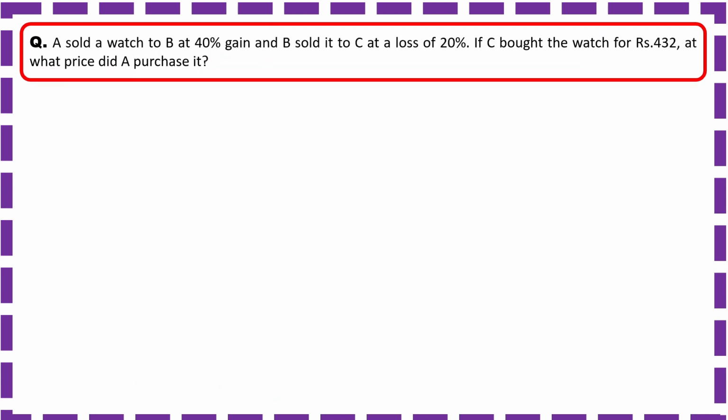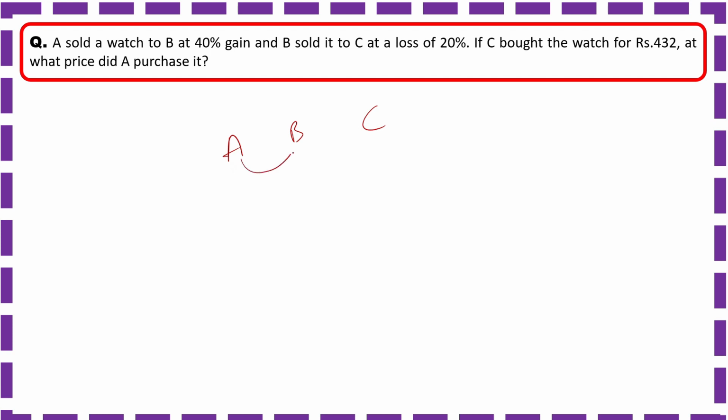So A sold a watch to B at 40% gain and B sold it to C at a loss of 20%. If C bought the watch for rupees 432, at what price did A purchase it? So here we have A, B and C. A sold a watch at a gain of 40%, he sold it to B.